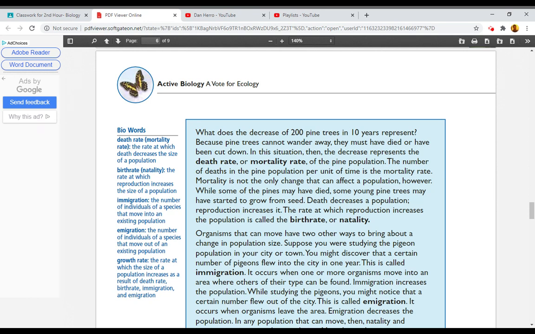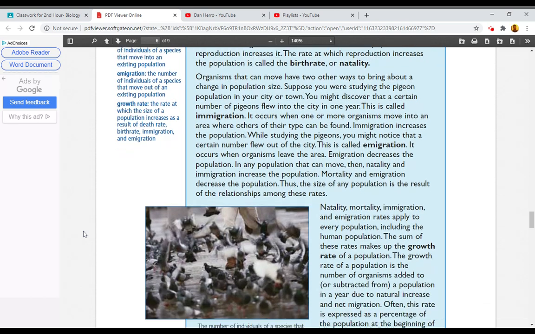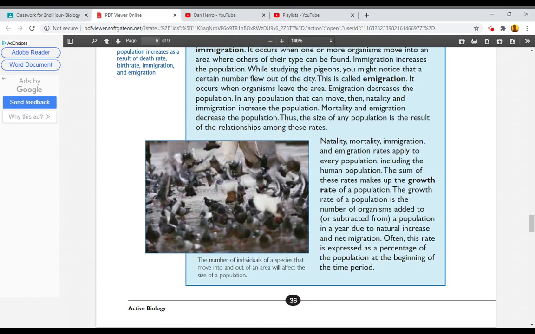While studying the pigeons, you might notice that a certain number flew out of the city. This is called emigration. It occurs when organisms leave the area. Emigration decreases the population. In any population that can move, then, natality and immigration increase the population. Mortality and emigration decrease the population. Thus, the size of any population is the result of the relationships among these rates.